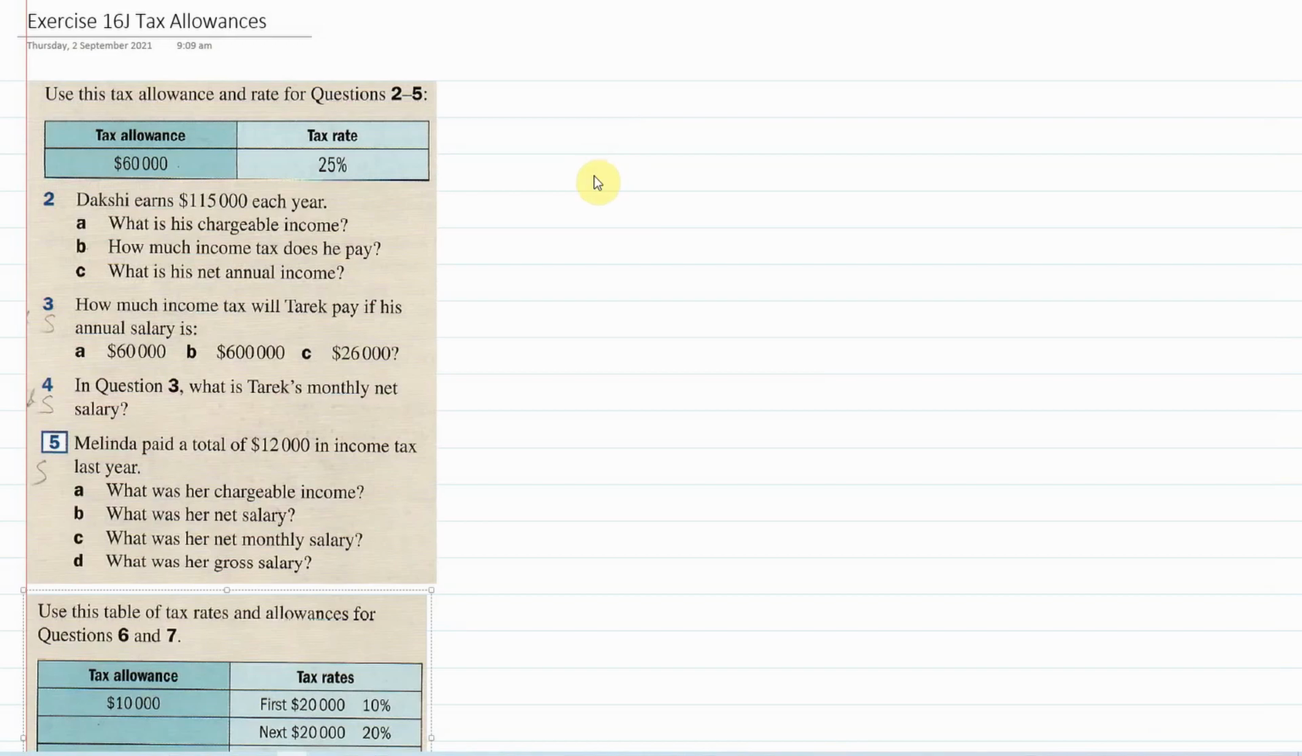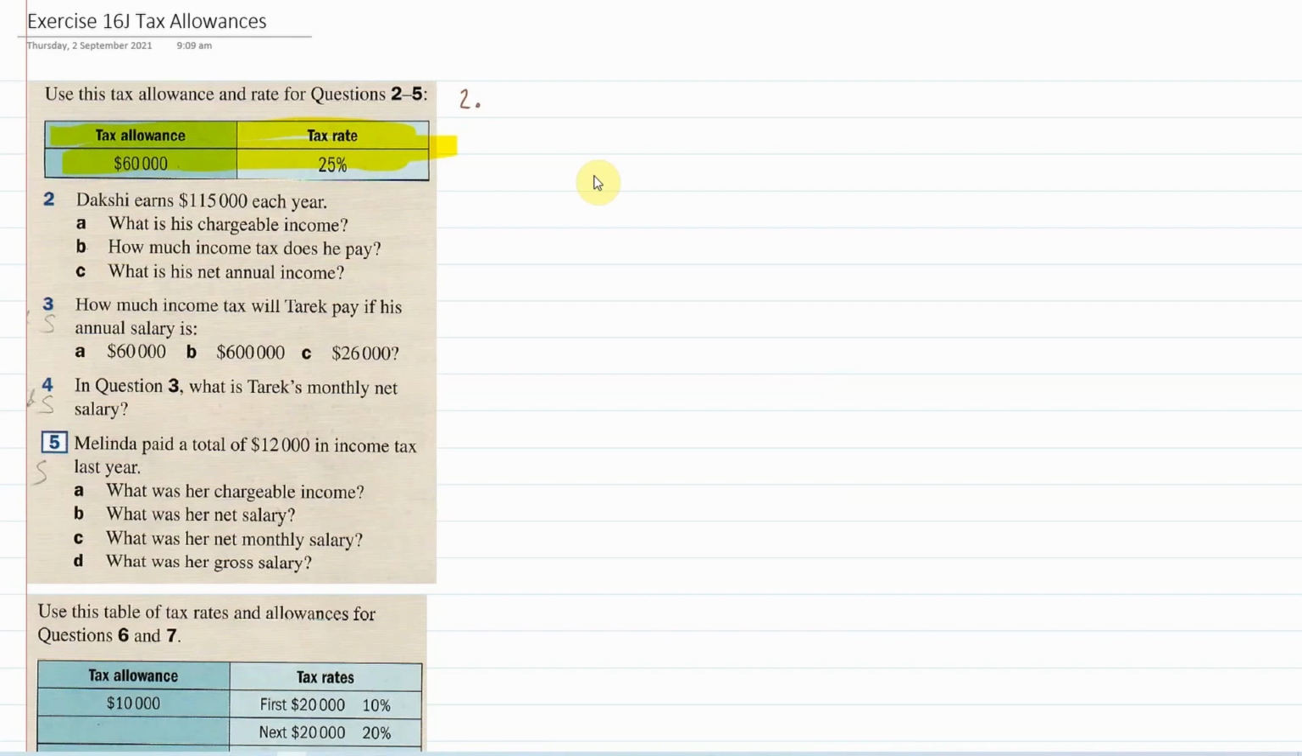We're talking about tax allowances. So we're using this table at the top here as our table of information for the first few questions that we're going to be working on. So let's have a look at question number 2 to start off with.